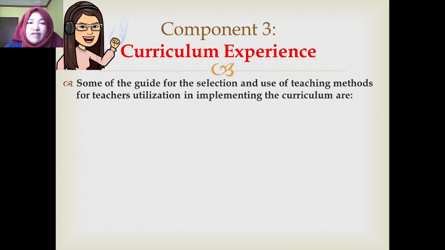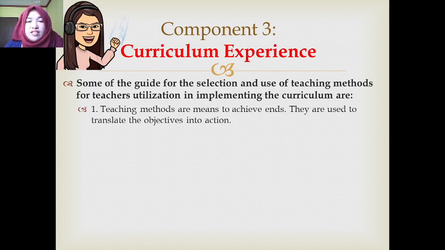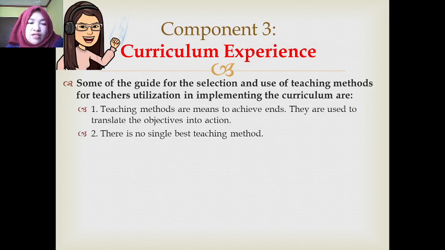Some of the guides for the selection and use of teaching methods for teachers in utilizing and implementing the curriculum: teaching methods are means to achieve ends. They are used to translate the objectives into actions. So there is no single best teaching method. Yung mga bata kasi, meron tayong different learning categories.